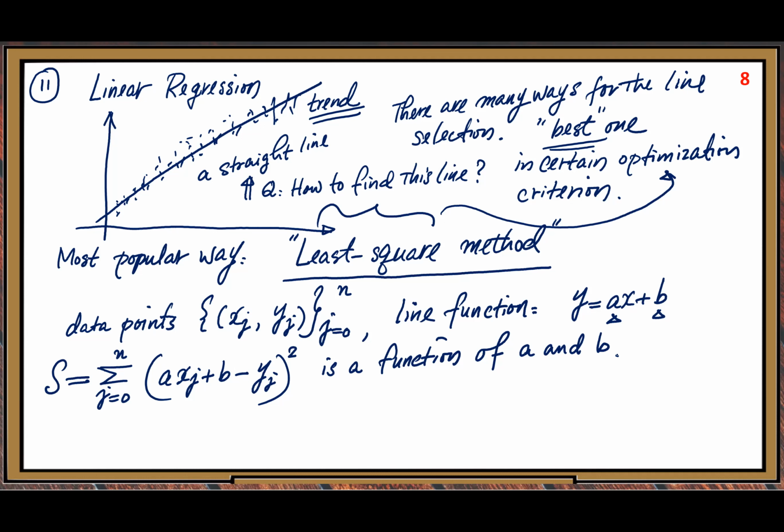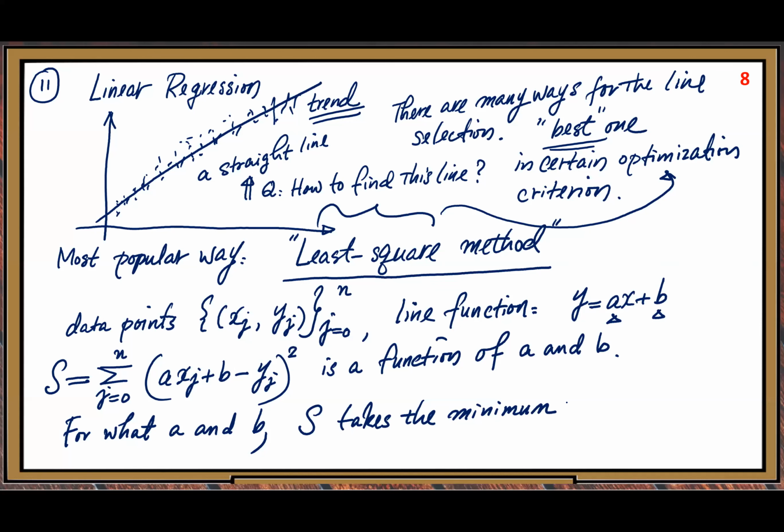The question is, for what A and B does S take the minimal value? That is our optimization problem.